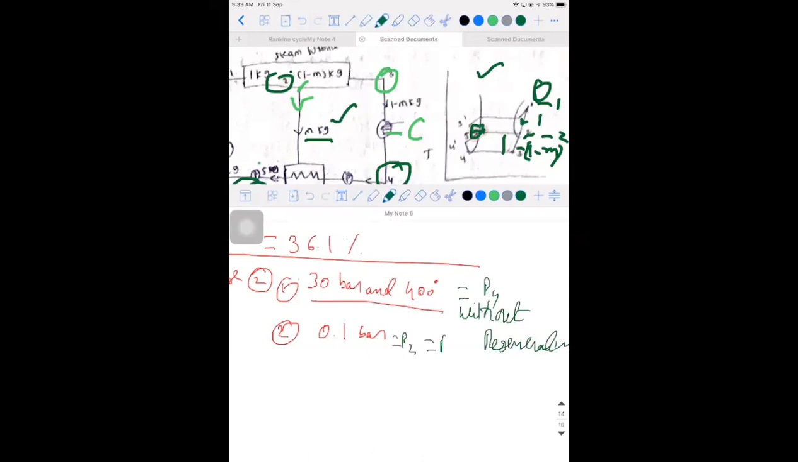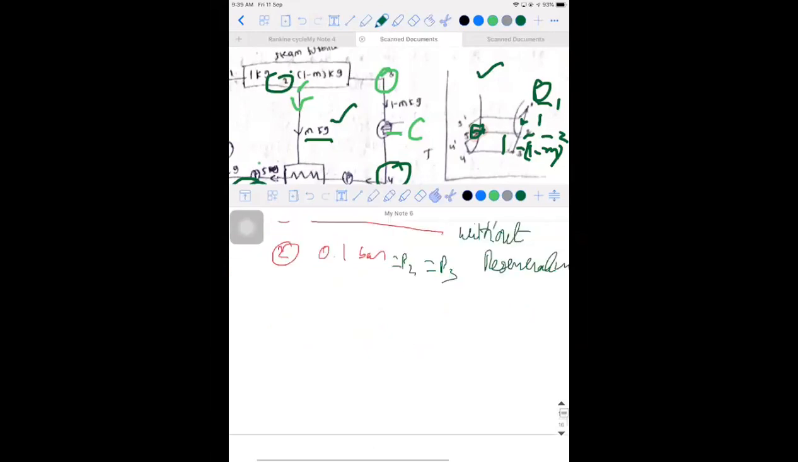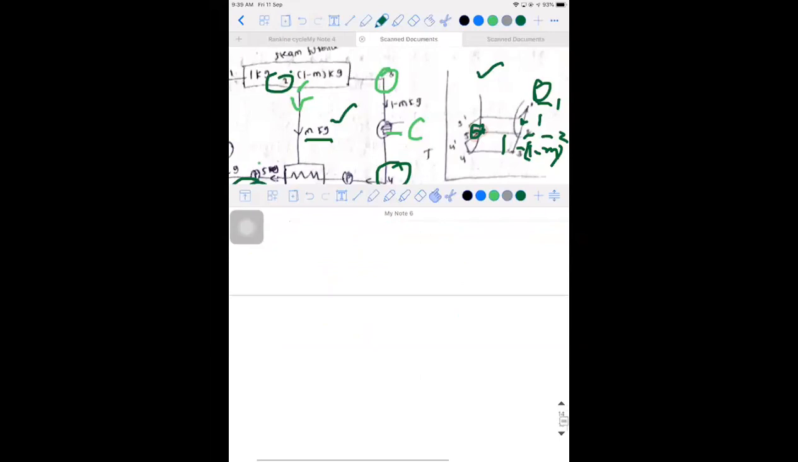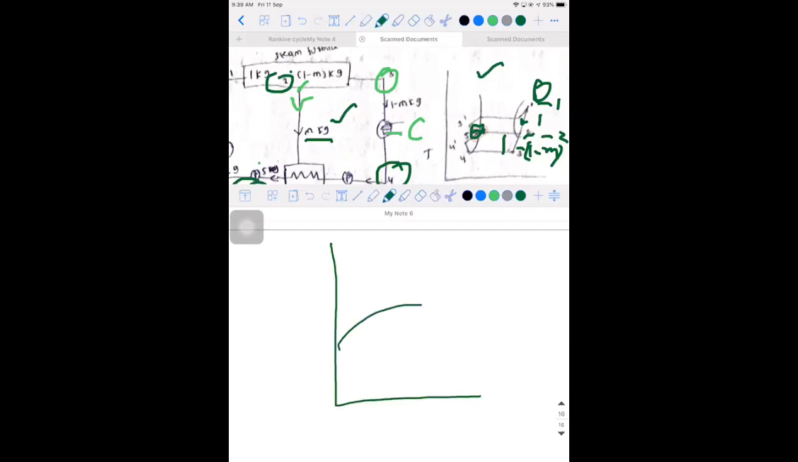Here I cannot accommodate the figure, so here I'm going to draw the figure. Now, if we assume the steam is expanding, and this is x equals 1, and this is the h.